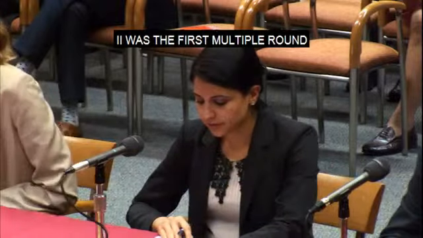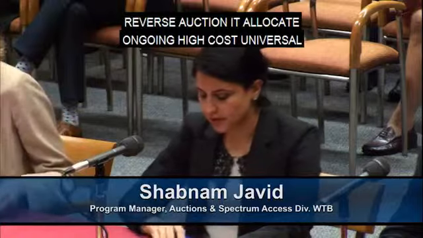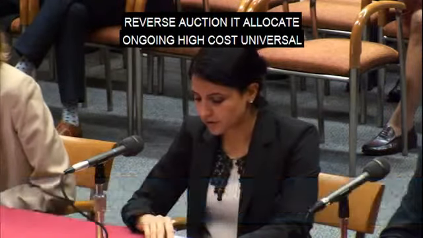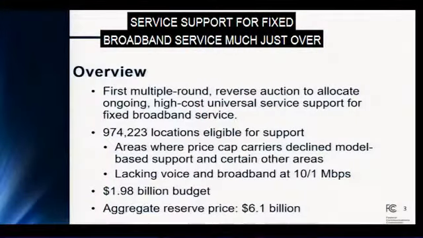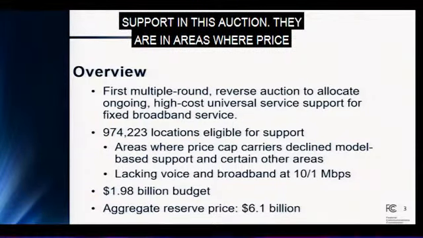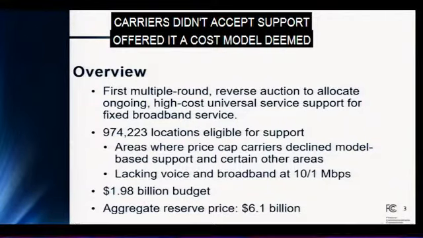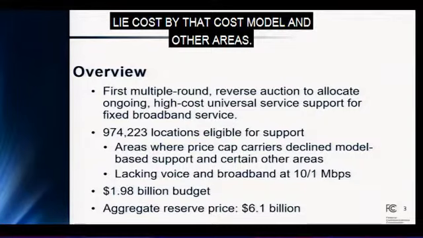The Connect America Fund Phase 2 auction was the first multiple-round reverse auction to allocate ongoing, high-cost universal service support for fixed broadband service. Just over 974,000 locations across the United States were eligible for support in this auction. These locations are in areas where price cap carriers did not accept support offered through a cost model, areas deemed to be extremely high cost by that cost model, as well as certain other areas.